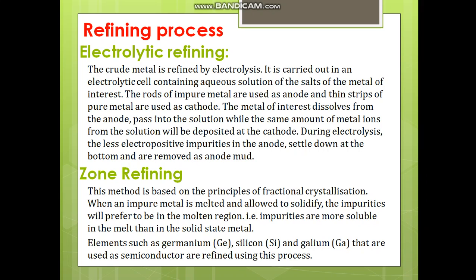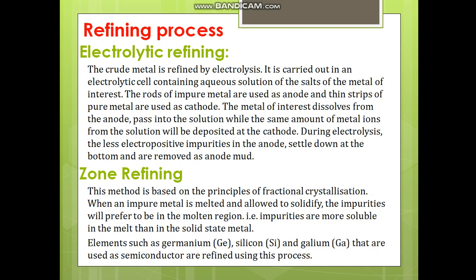Here, the impure metal is taken in the form of a rod, and one end of the rod is heated using a mobile induction heater, which results in the melting of the metal on that portion of the rod. When the heater is slowly moved to the other end, the pure metal crystallizes while the impurities move on to the adjacent molten zone formed due to the movement of the heater. As the heater moves further away, the molten zone containing impurities also moves along with it.